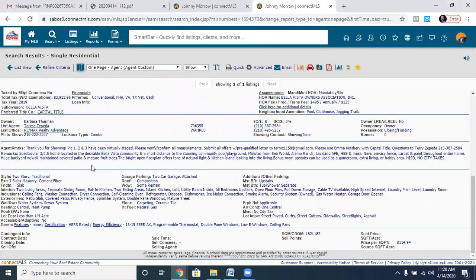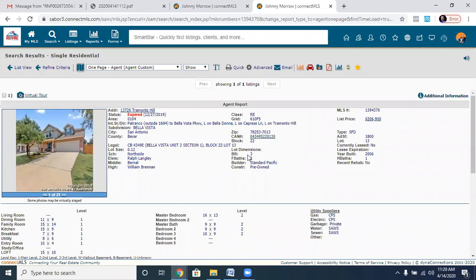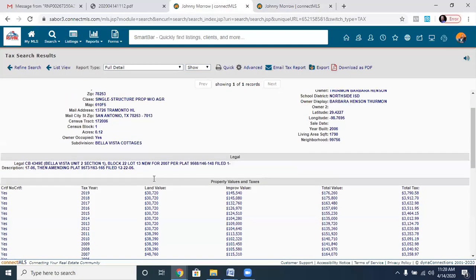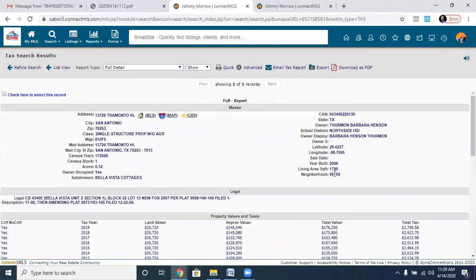Let's see here, 3 bedroom, 2.5 bath, Standard Pacific Homes, built back in 2006, right? So that's everything. If you're going to market and you don't have this, you can come to the MLS and do the tax report, and you can get that information from the tax report. Here it's showing 1,790 square feet.